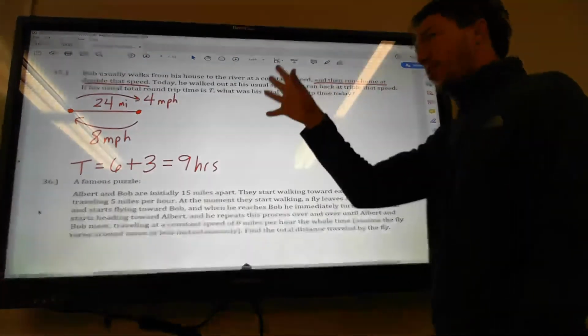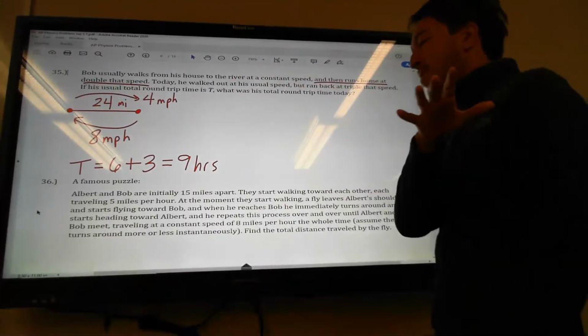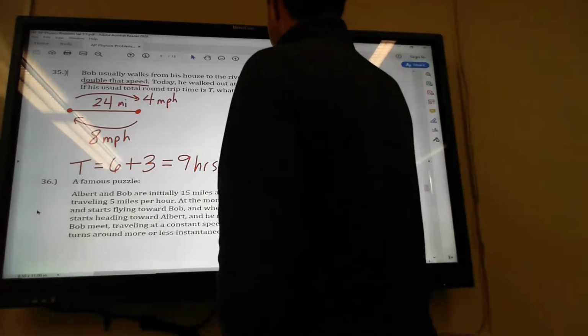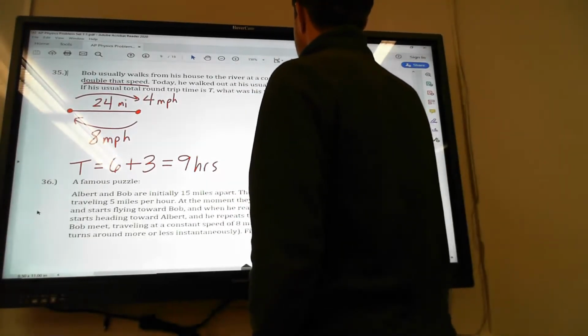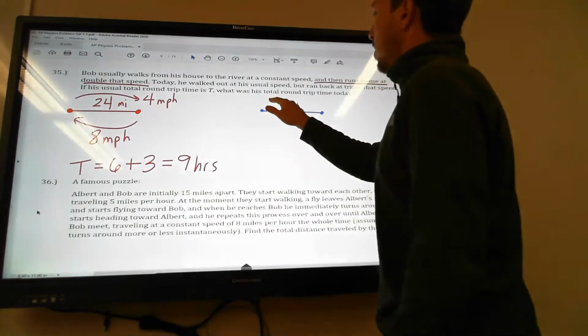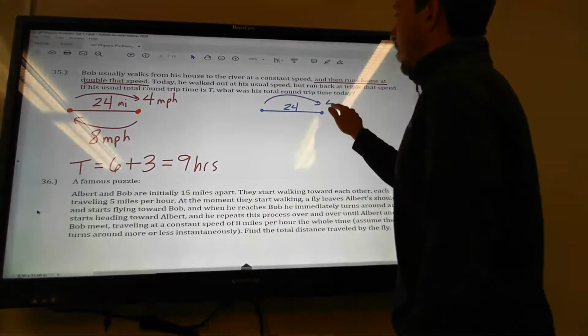Love you guys, I'll color code it to make it extra good for you. Okay, so now, same distance, right? What are we changing now? The return speed. Yeah, so he still is going to go 4 miles per hour out.